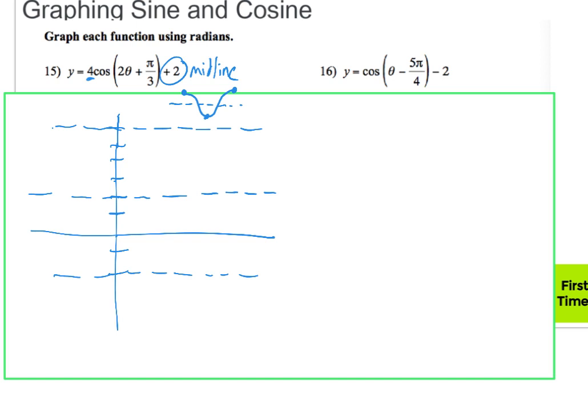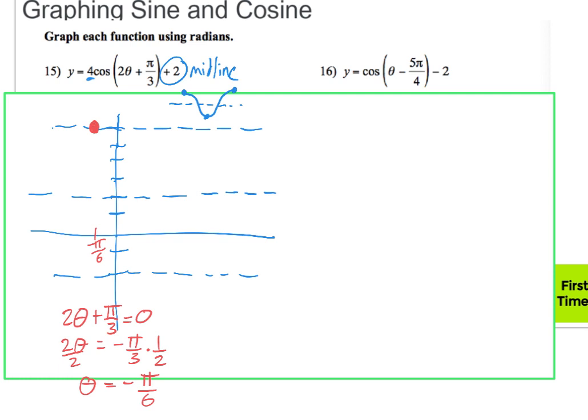So I'm going to find my starting point by saying 2 theta plus pi over 3 is equal to 0. I'm going to subtract pi over 3 to the other side. So we've got 2 theta is equal to negative pi over 3. And then I'm going to divide both sides by 2, which is the same as multiplying by 1/2, to get theta is equal to negative pi over 6. That's my starting value here. So I'm going to go to my x-axis. Just going to mark that as negative pi over 6. And for cosine, that's going to be at the top of my function.